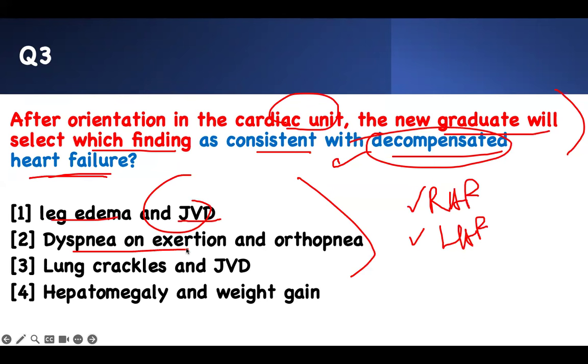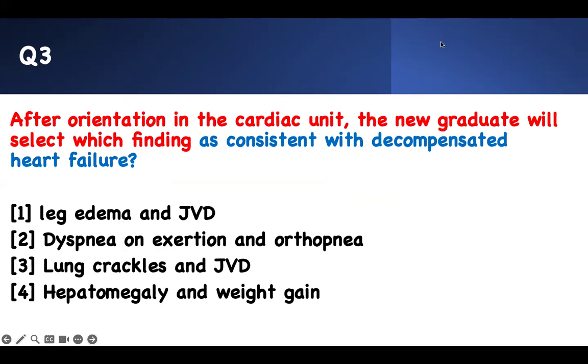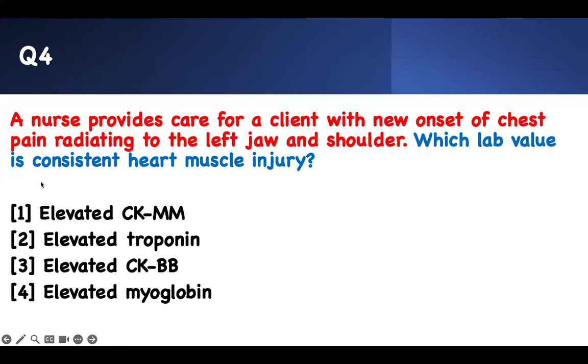Dyspnea on exertion is the left side. Orthopnea is the left side. Lung crackles are the left side. JVD is the right side. Hepatomegaly is the right side. Weight gain is the right side. So 3 is your right answer. This is the trick: let you think and know the diagnosis of decompensated heart failure.